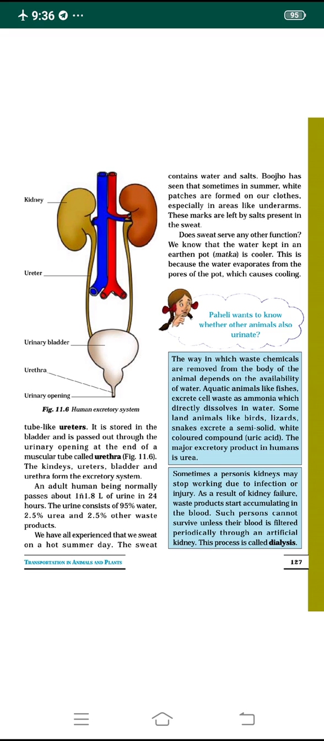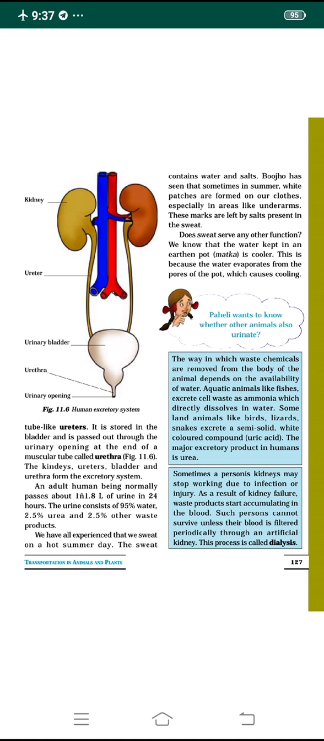Whenever we store water in the earthen pot, the water present inside evaporates from the pores of the pot. The earthen pot has small pores, holes, and through them the water evaporates. That's why it causes a cooling effect, and we feel the cold water inside the earthen pot. This is how sweating serves its function: the water evaporates, and the salts remain over there.